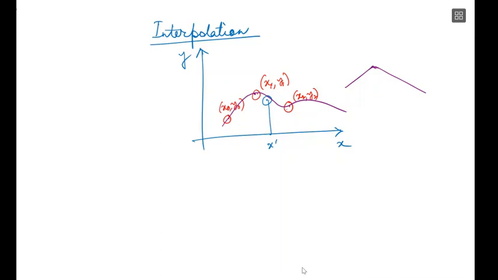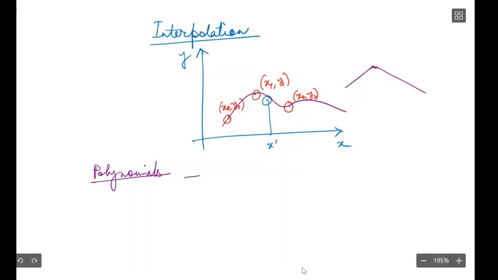And for that purpose, polynomials are the best choices. Polynomials are the best choices because polynomials are continuous everywhere, differentiable everywhere, integrable everywhere, and many other nice properties of polynomials are there. So what is a polynomial?